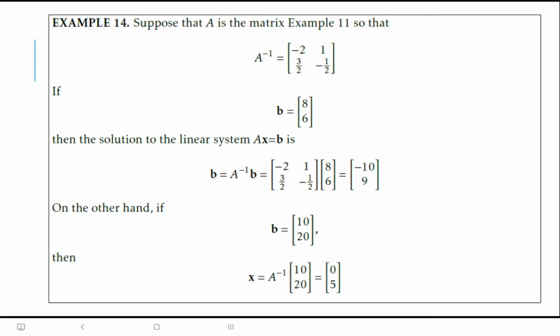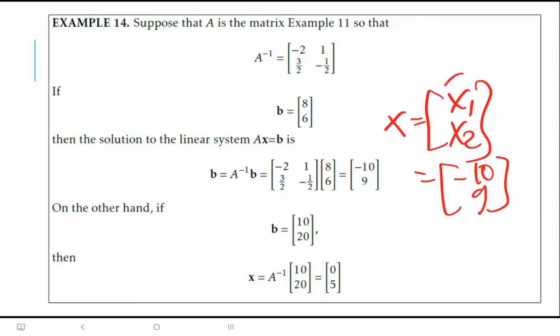Okay, so we have here an example. Suppose that A is the following matrix and B is equal to 8, 6. Okay, then the solution to the linear system AX equal to B is the following matrix. Okay, so we have here, pinag-multiply lang natin siya. So, ang solution natin ay negative 10, 9. So, kung meron tayong matrix na A, so hanapin natin si x1 at saka si x2, equal lang siya kay negative 10, 9. Okay, so si x1 natin ay negative 10, si x2 natin ay 9.